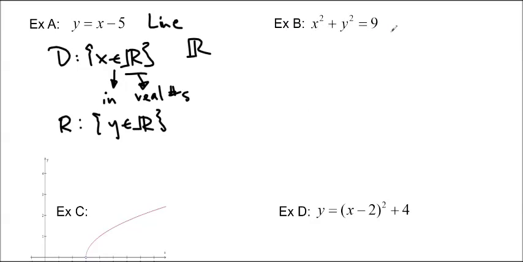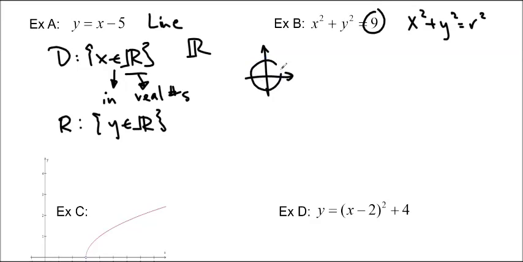Example B, x squared plus y squared equals 9. This is the circle. x squared plus y squared equals r squared, that's the typical equation of the circle. So we've got a radius of 3, because 3 squared is 9. If you drew this out, you could see that we're centered at 0, 0, because we've got x squared plus y squared. And this is the circle.